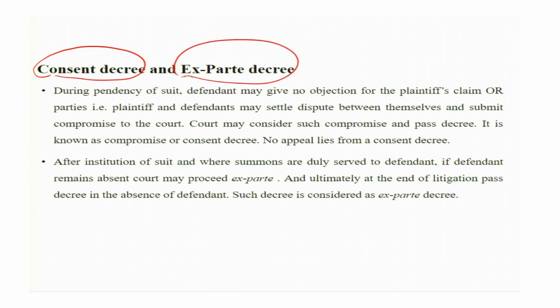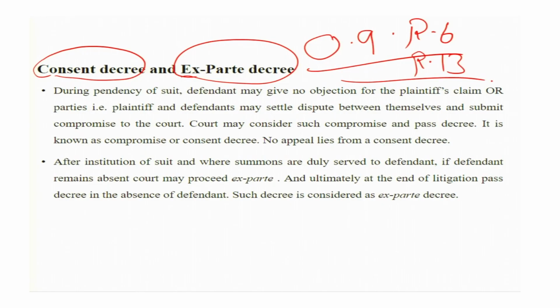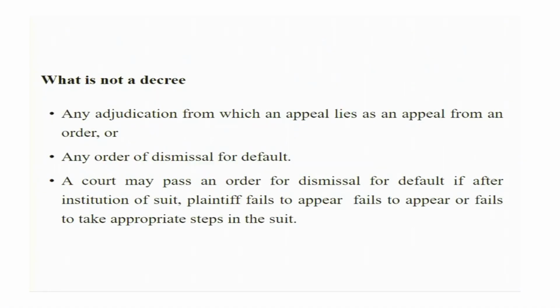Ex parte decree is a one-sided decree, under Order 9, Rule 6. In Rule 13 you have different reliefs for this: appeal, review, setting aside. So an ex parte decree means a one-sided decree. If the defendant or opposite party is not coming, then after serving summons and waiting for some time, the court can pass an ex parte decree. This is the difference, just for your understanding, between an ex parte decree and a consent decree.